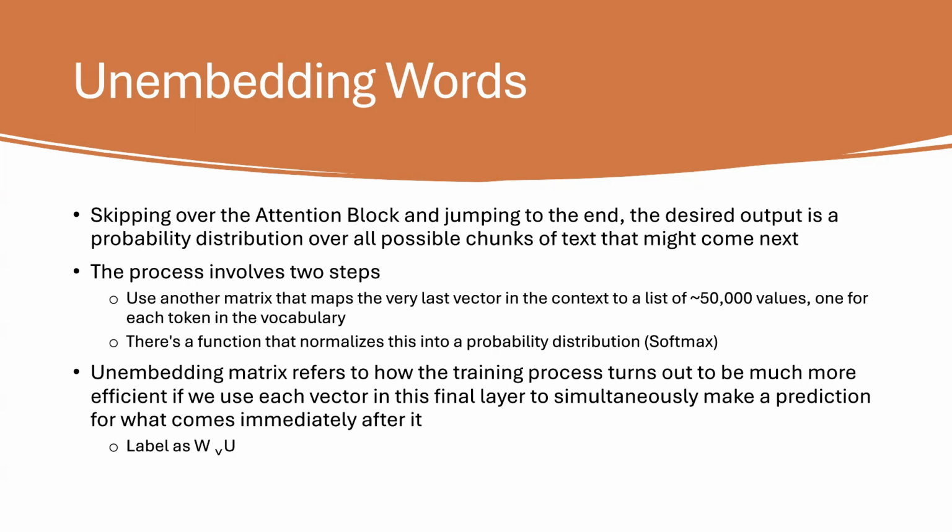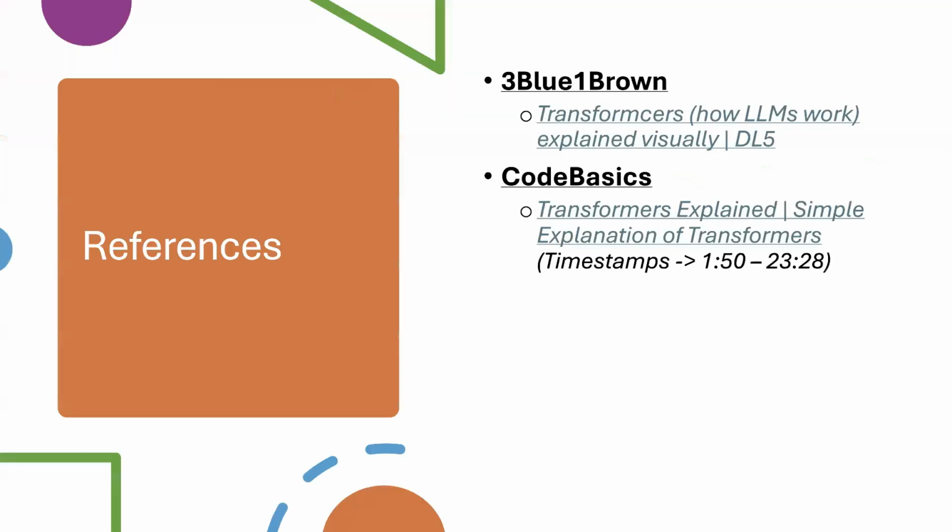And then the unembedding matrix refers to how the training process turns out to be much more efficient if we use each vector in this final layer to simultaneously make a prediction for what comes immediately after it, aka predicting the next word in the text that the system prints out, which is labeled as WU, which again is written this way just because it's hard to write it down in a document.